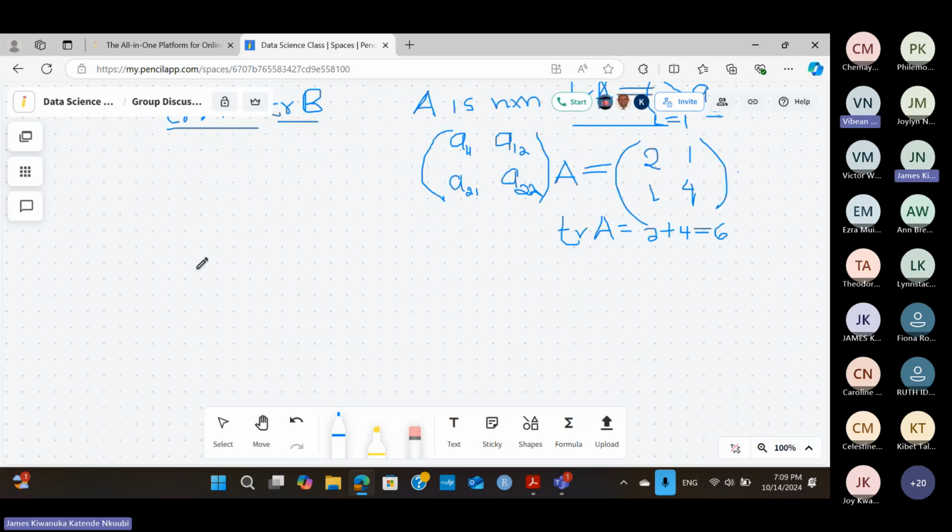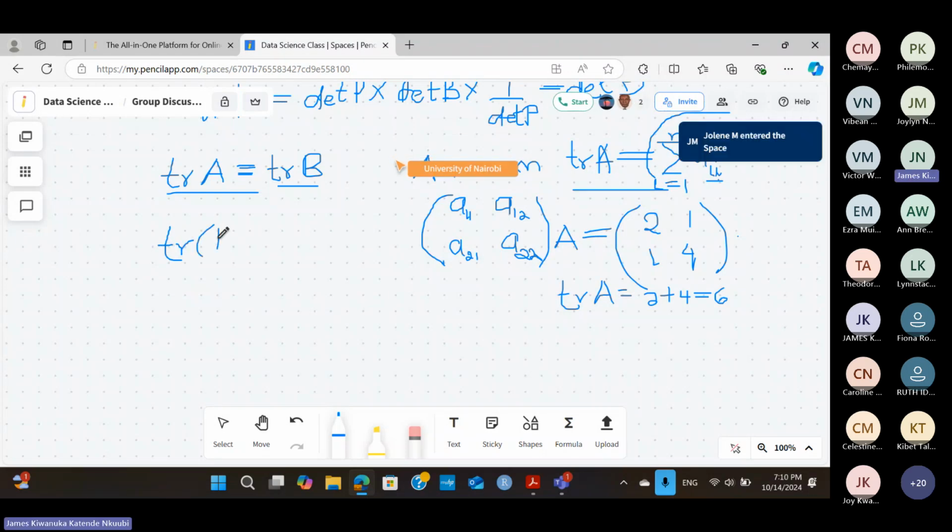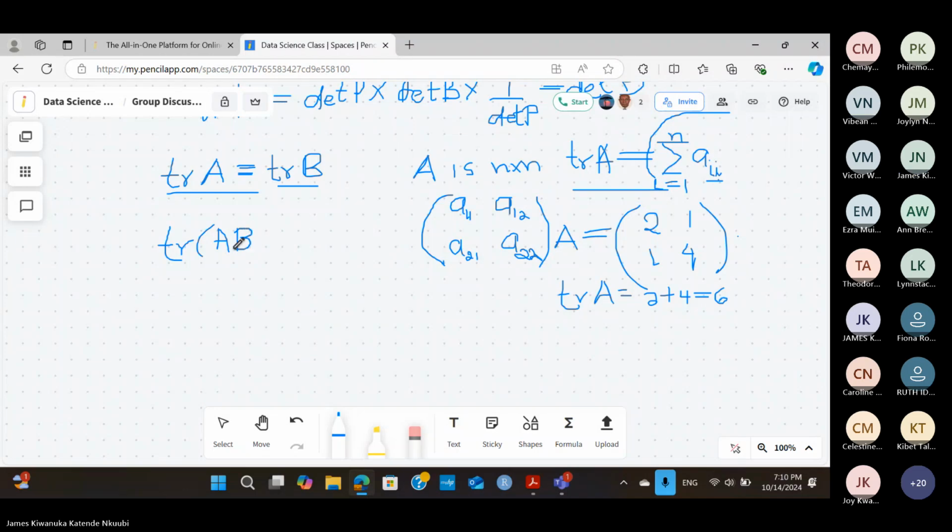So the other thing you can use here to solve this problem is that if A and B are square matrices, then the trace of the product of A and B is the same as the trace of the product if you reverse the order. You will not lose the trace. The trace will still be the same, as long as they are square matrices. This is okay. Are we together?